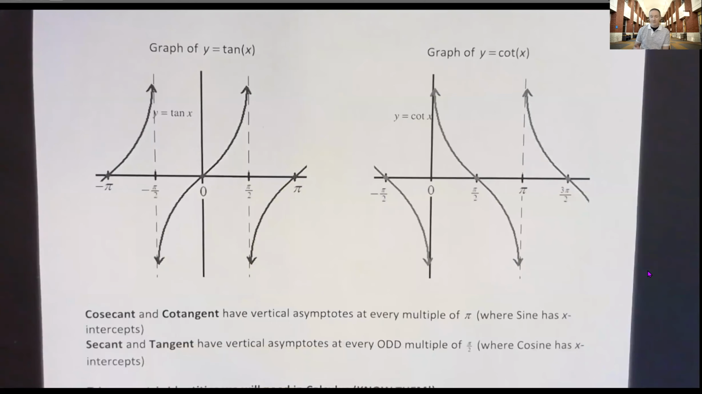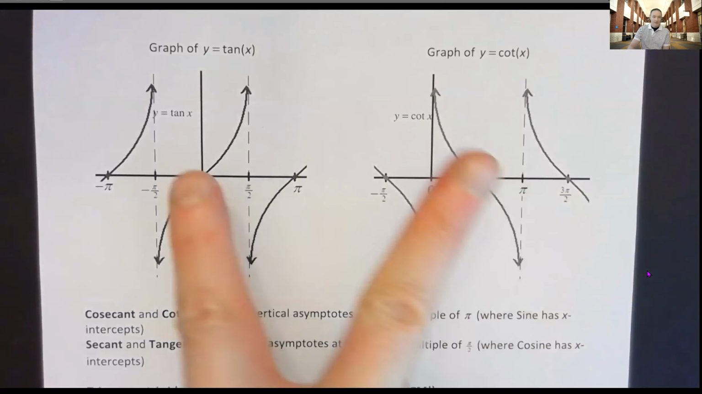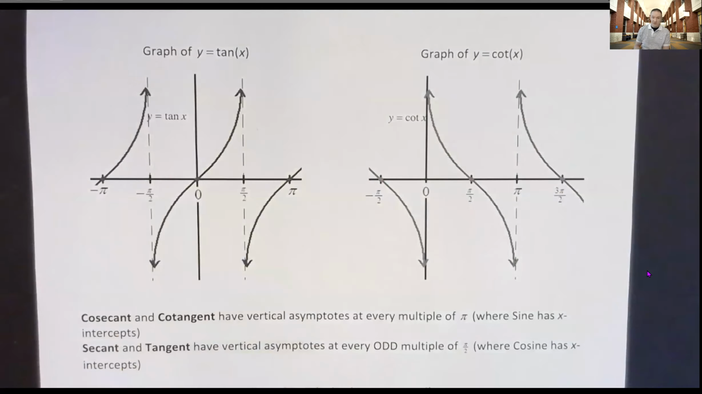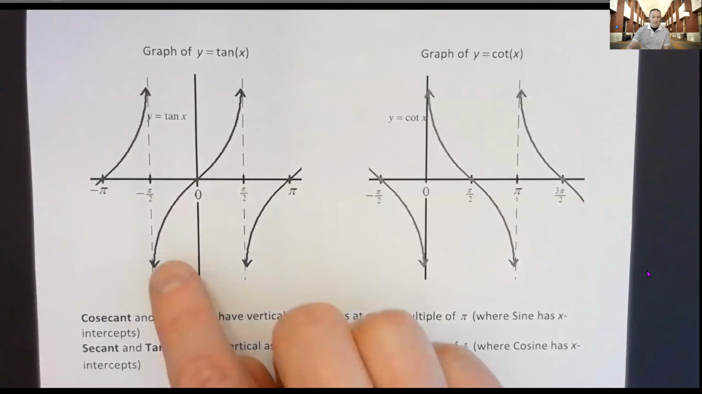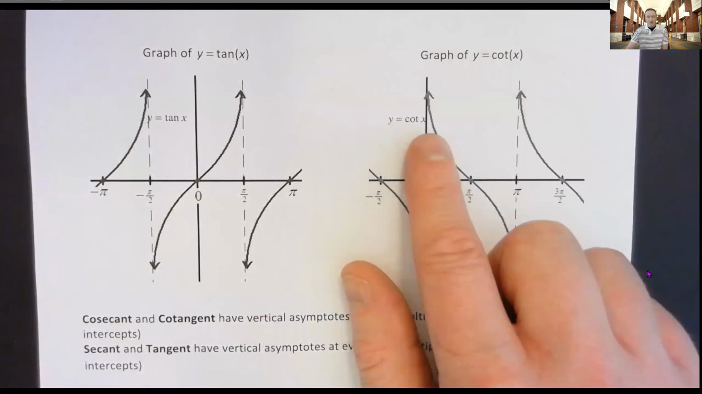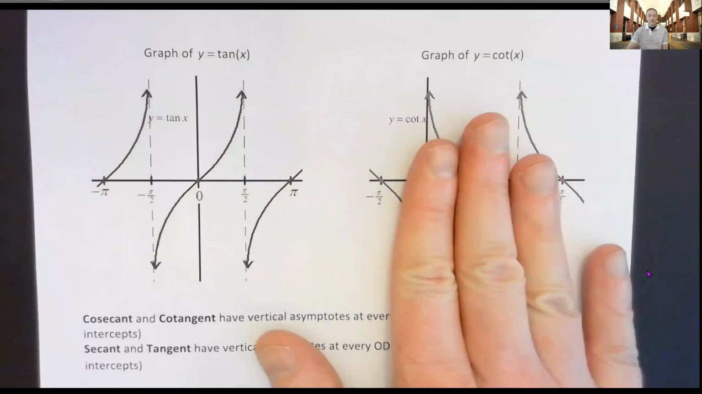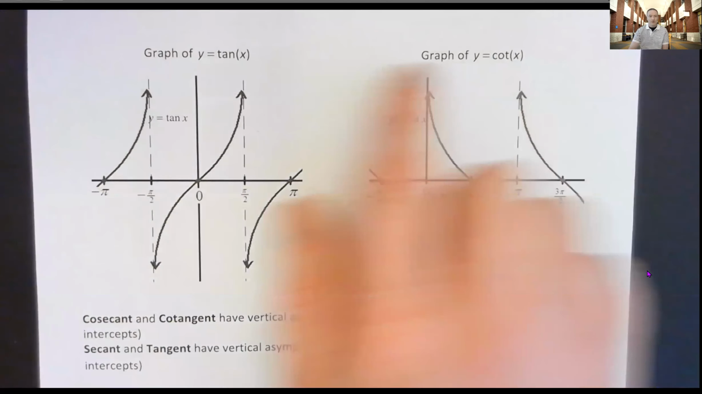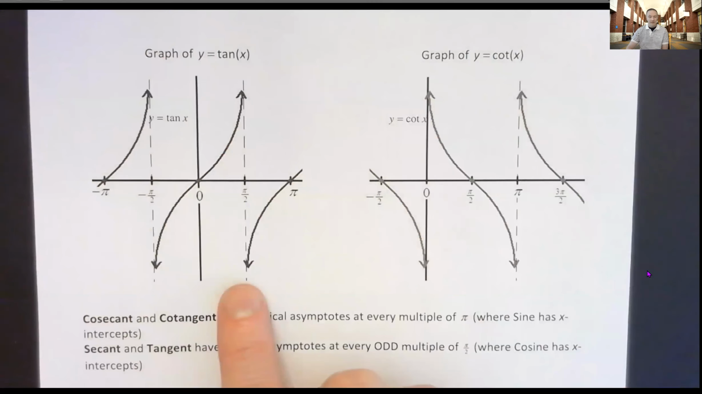So unlike sine, cosine, secant, and cosecant, the period of the tangent and cotangent function is just going to be pi radians. They repeat themselves every pi radians. The cotangent, I've seen so many students graph it as if it's the negative of the tangent. It is not.